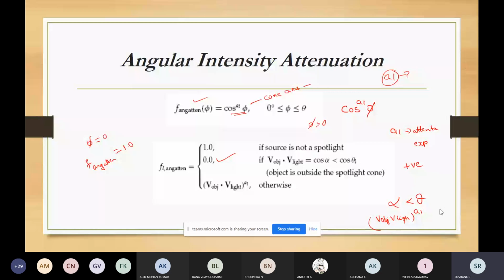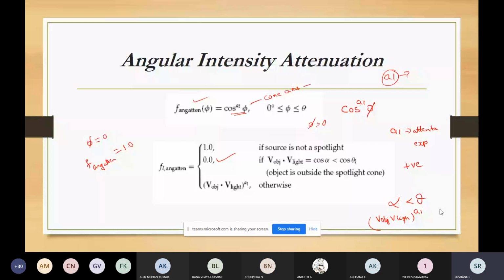Some of the cases you can consider in this angular attenuation are like so. If the light is not directional, you will not have the angular intensity attenuation. If the object is outside the range of that cone, if it is outside that angular region, the object will not be illuminated. And also, if you want to determine the attenuation factor along the line from the light position to the surface position, you can compute it by using the cos value.